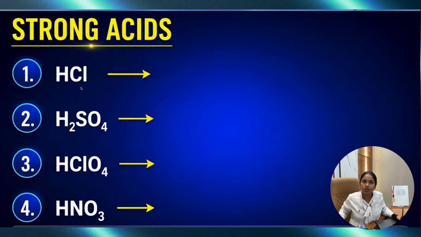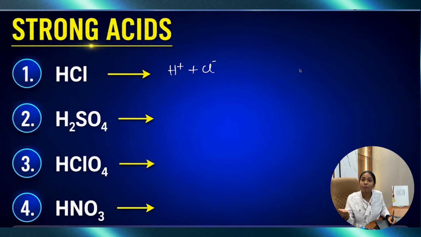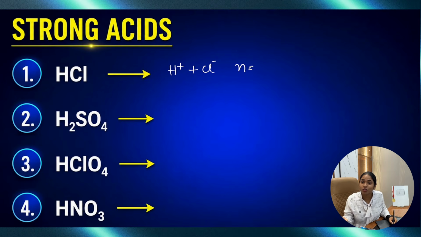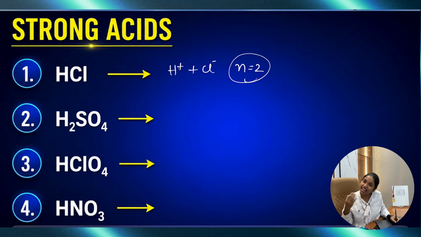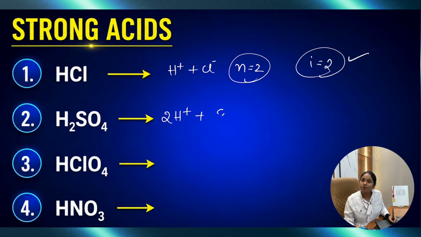For example, strong acid HCl, how will it dissociate? H+ plus Cl-. What is the number of particles you are getting here? 2. So, i value is directly equal to 2. Got it? Now tell me, H2SO4 breaks into 2H+ plus SO4 2-. Number of particles are 3 in total. So i value is 3.